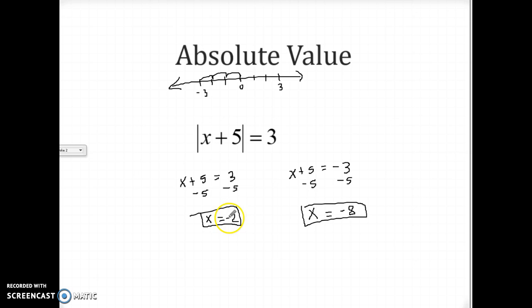And it's clear in this case that negative 2 would work for x because negative 2 plus 5 would be 3, and the absolute value of 3 is 3. If you check it with negative 8, if I were to plug in negative 8 plus 5, that would equal a negative 3, and the absolute value of a negative 3 is also equal to 3.